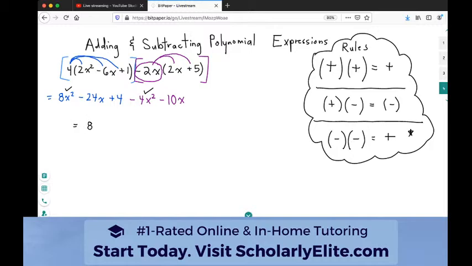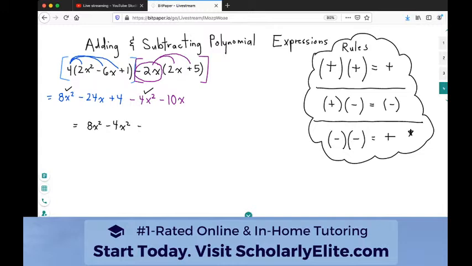I have positive 8x squared minus 4x squared. And if you recall from last week, when I was talking about like terms, think of them as being the same type of fruit. Here you have 8 bananas minus 4 bananas. So in the end, you'll get an answer for that.